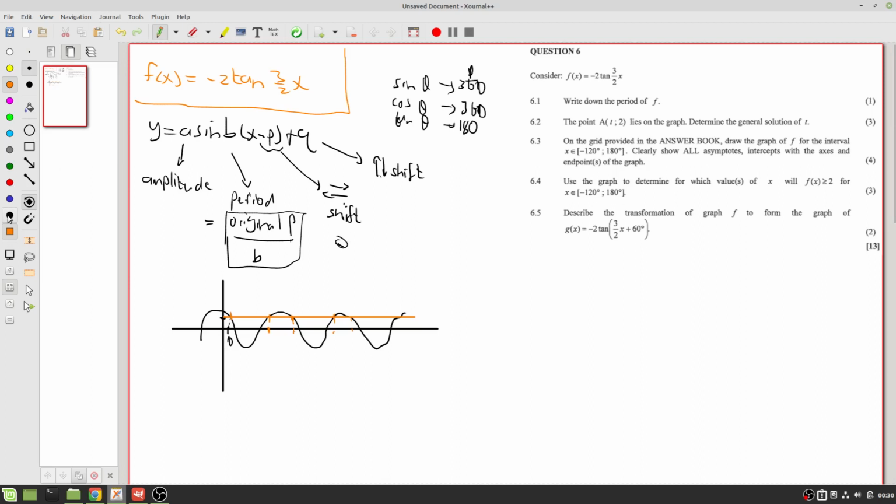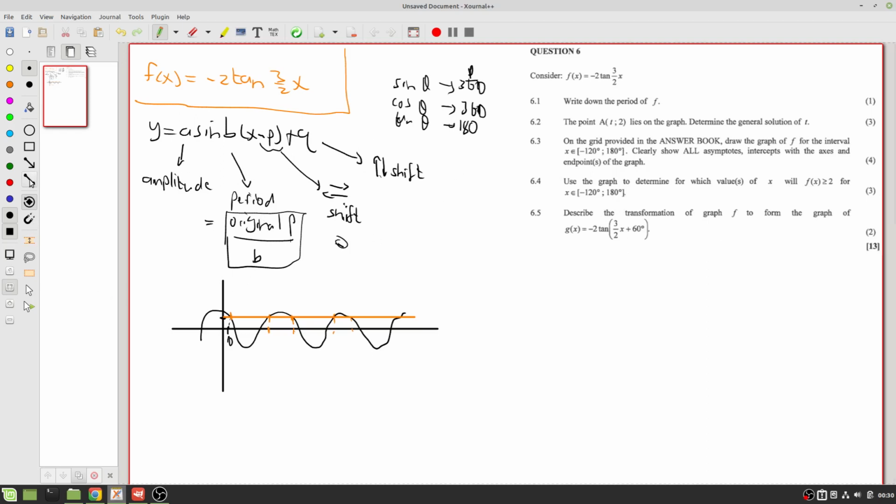All right, what else do we need to know? Draw the graph. This is how we draw the graph as well. We look at the amplitude, the period, the shift, vertical shift, horizontal shift. Use your graphs to determine which values f of x will be greater than 2. That's fine, we can just read that off the graph. And transformation. So this is pretty much all we need to know, right?